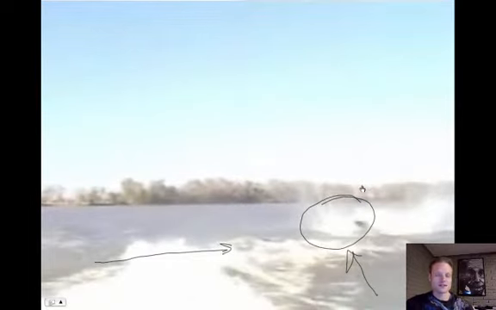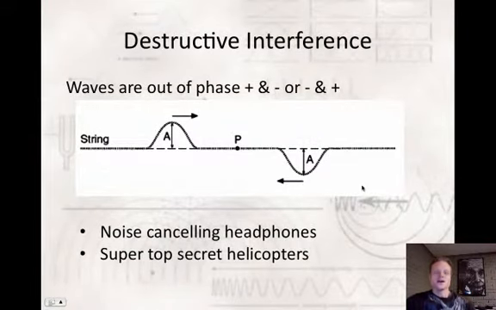All right, so that's possible because the waves are constructively interfering with one another and are getting a bigger wave than what really would be created just on its own. So the opposite of constructive interference is destructive interference, and basically the waves are out of phase with one another.